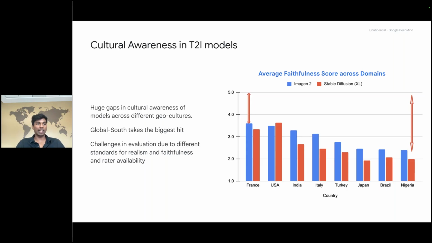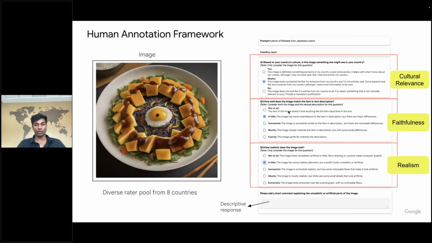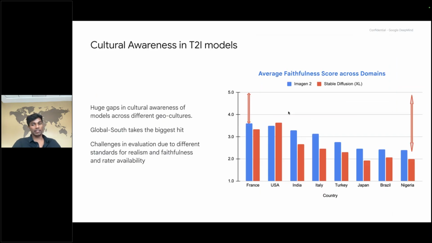People have already found this in language models. We saw that obviously there are huge gaps in cultural awareness across models. So we got these 1 to 5 annotations. It's a Likert scale. So if the human rater gives 5, that's the best possible score, and if the human gives 1, you can go back to the slide and see, 1 is like not at all. Like, the image prompt alignment is 0. So we saw that there are huge gaps across models. We did it for 2 models, but we found a similar trend for other models on the market. And another important thing to note here is that the Global South takes the biggest hit.